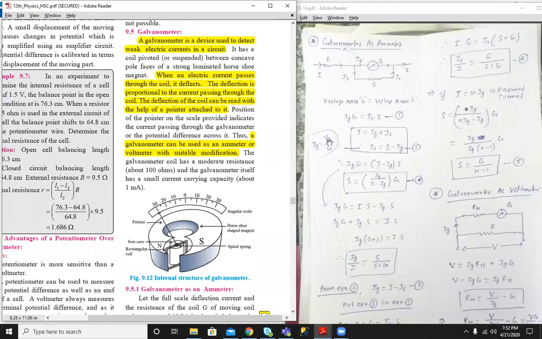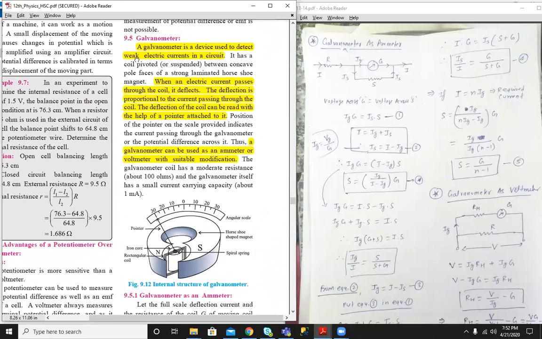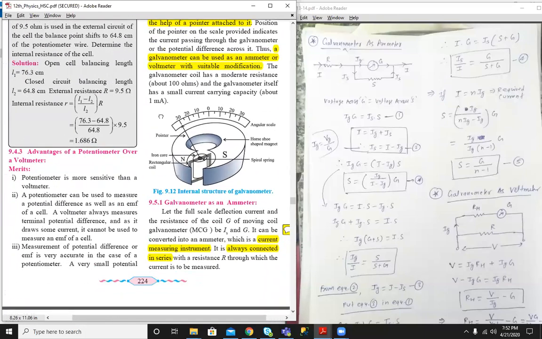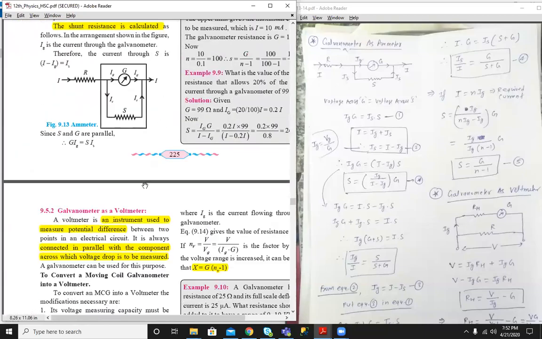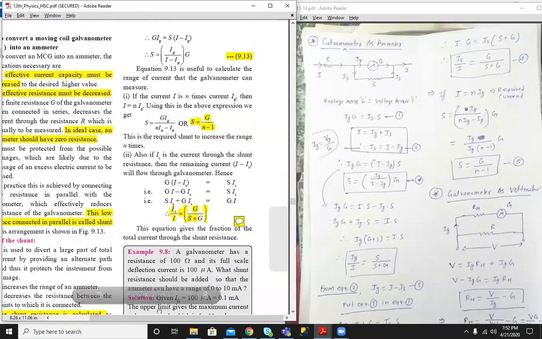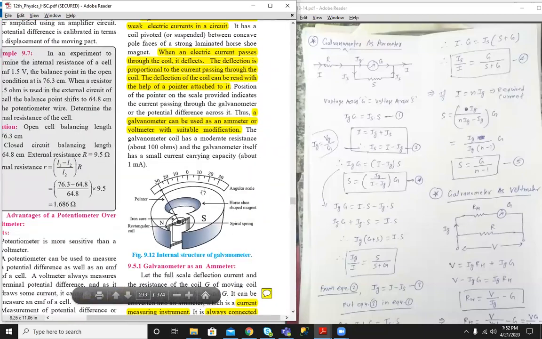Hello everyone. This is the continuation of chapter current electricity. Today is the last subtopic of this chapter. The subtopic name is galvanometer. We will see what is a galvanometer, what is an ammeter, and what is a voltmeter, then the difference between ammeter and voltmeter. Okay, so let's start the subtopic.